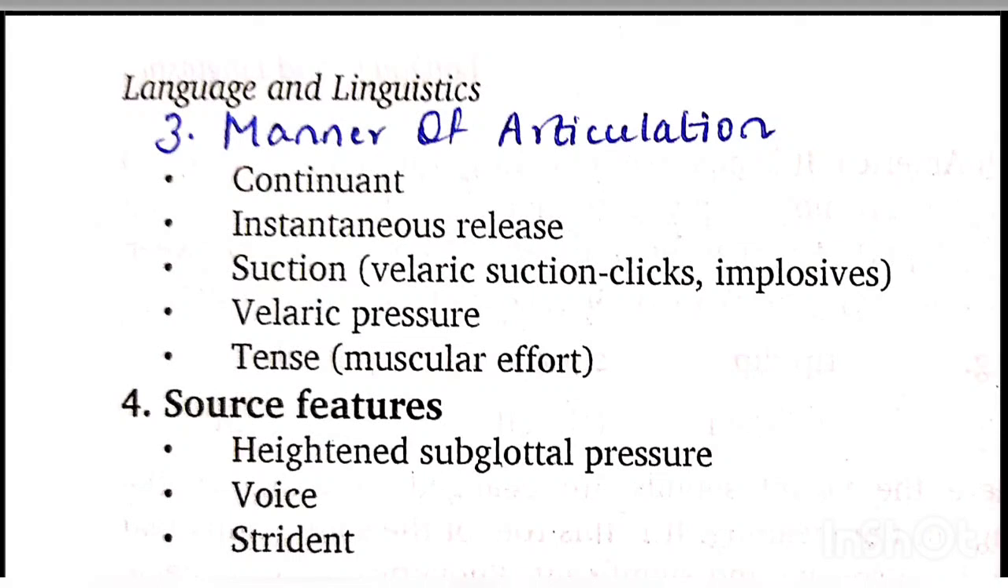Fourth one is source features. Source features: heightened subglottal pressure, voice, and strident. Source features refer to heightened subglottal pressure, the pressure arriving at the glottis. Then voice, strident. Strident means loud and harsh.